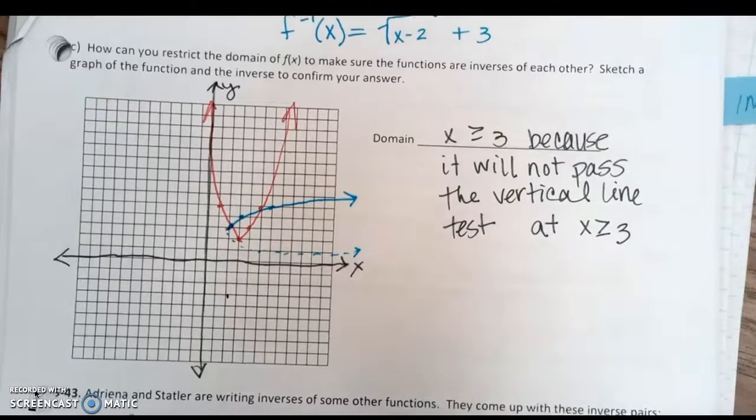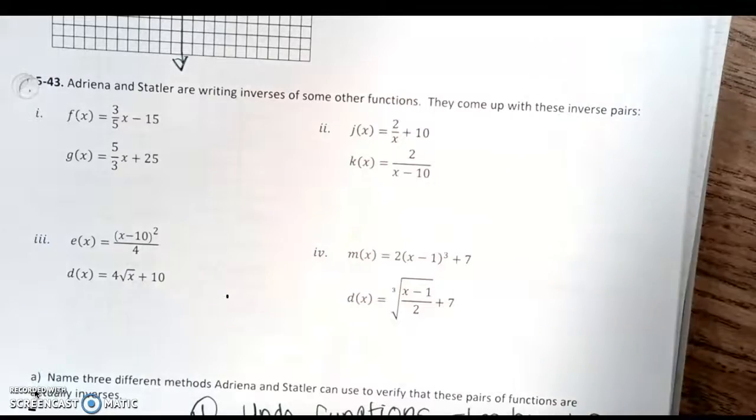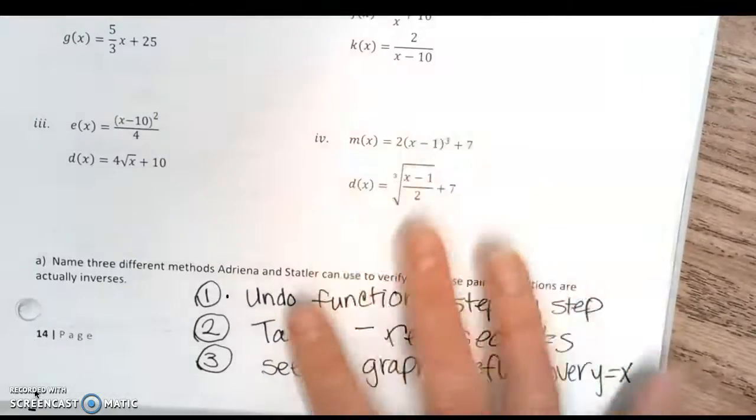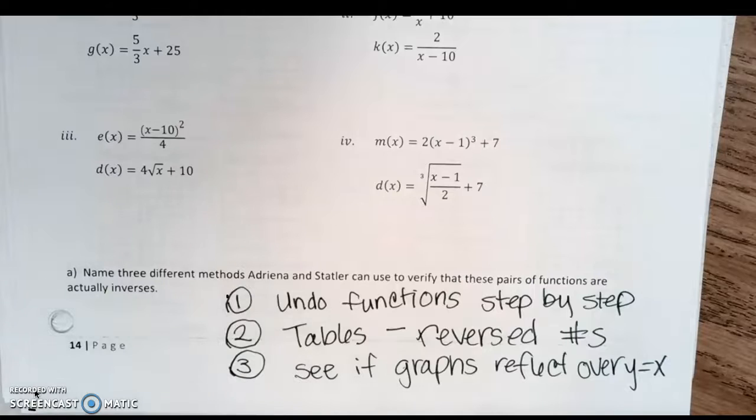Okay. For question 43, it says Adriana and Statler are writing inverses of some functions. They come up with these inverse pairs, and they don't tell us to do anything with them. There's no work to be done there. It was a little strange. So part A says, name 3 different methods Adriana and Statler can use to verify that these pairs of functions are actually inverses.